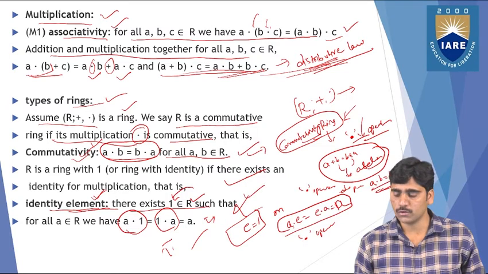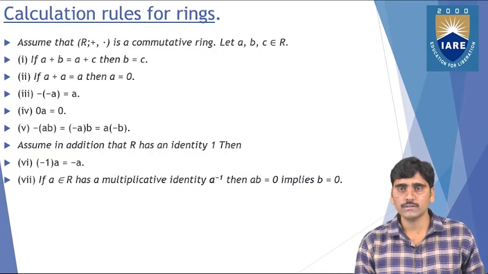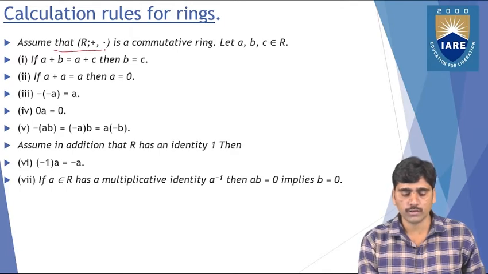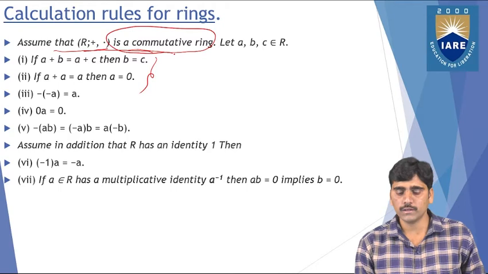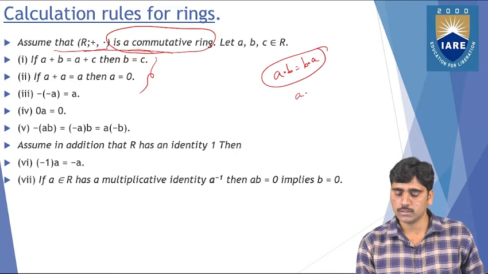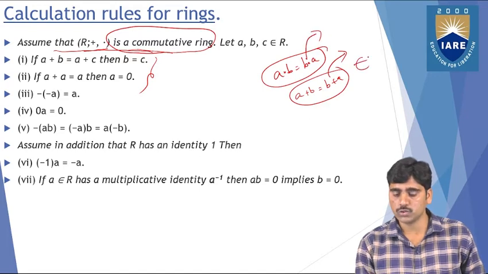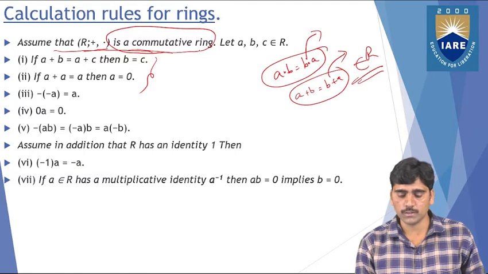So that is the ring concept, and you can see some calculation rules for the rings. How are you going to calculate the values in rings? You can follow some formulas. Assume that R, plus, dot is a commutativity ring. Commutativity ring is nothing but a dot b equals b dot a, or a plus b equals b plus a. With respect to the plus operator and the dot operator, the result belongs to the ring, then it is said to be a commutativity ring.